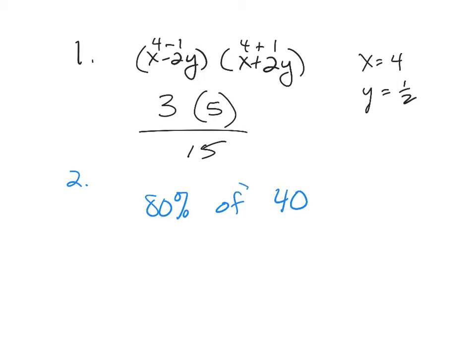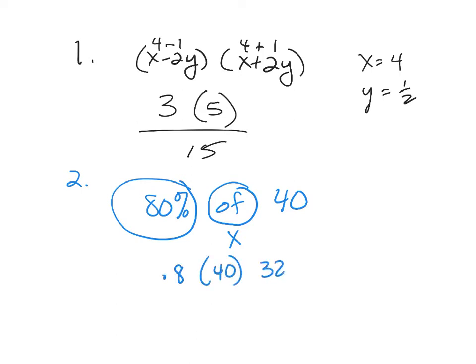When you see the word of, what is the operation? Multiplication. And when you have percents, what do you have to do before you use that number? Change it to a decimal. So it's 0.8 times 40, which is 32.